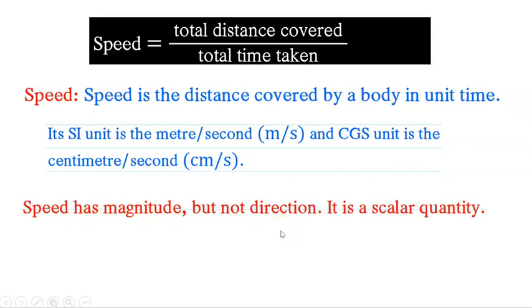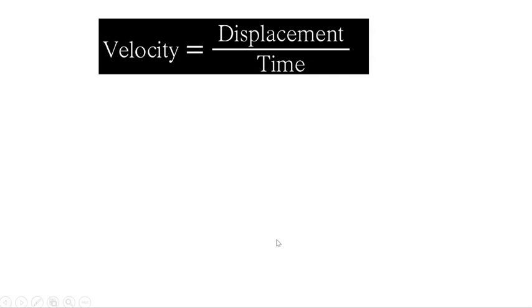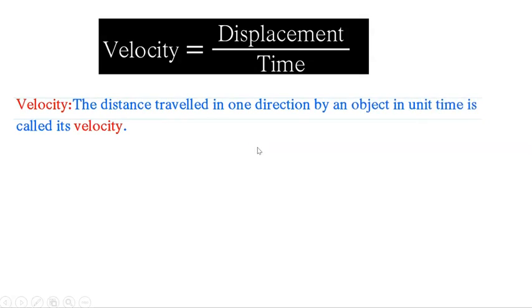Suppose an athlete goes at some speed and covers 500 meters of distance, but at that time we don't say in which direction he went. Therefore, speed has a magnitude but not direction. It is a scalar quantity. Next, velocity. Velocity is equal to displacement upon time. The definition of velocity: the distance traveled in one direction by an object in unit time is called its velocity.